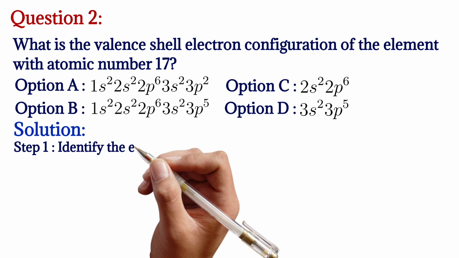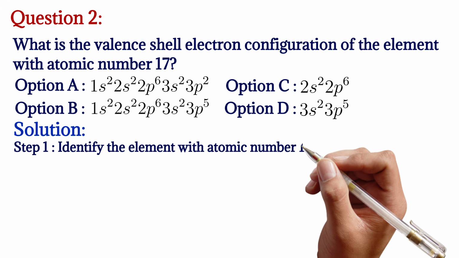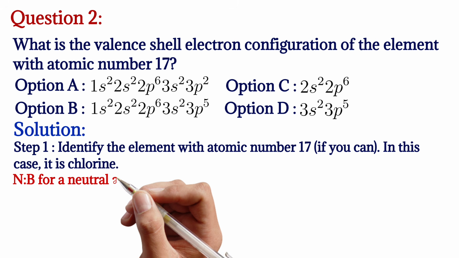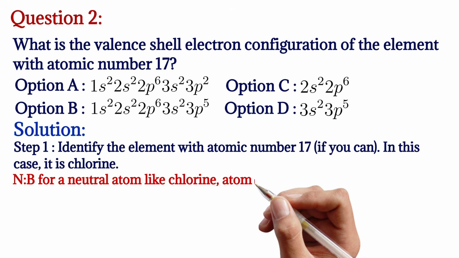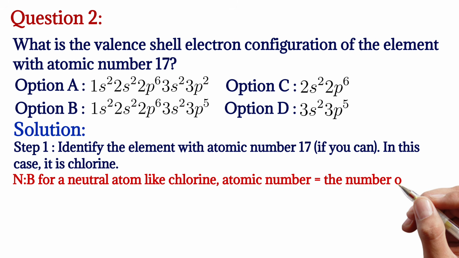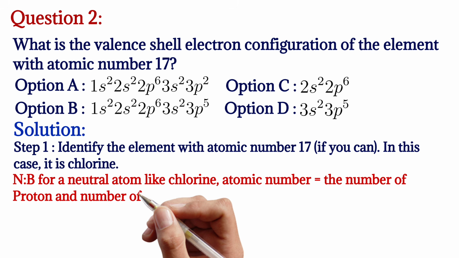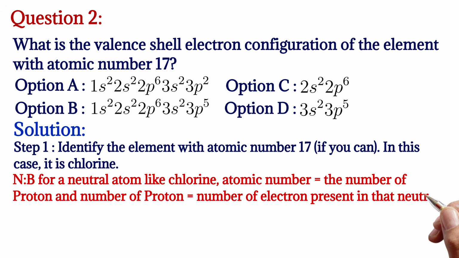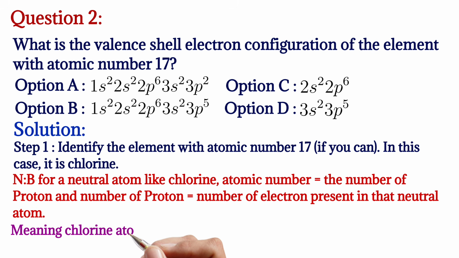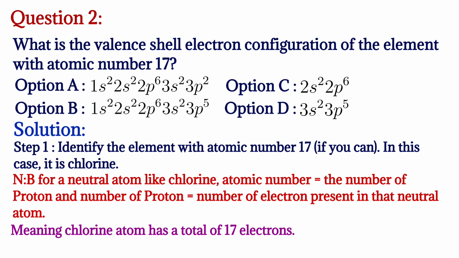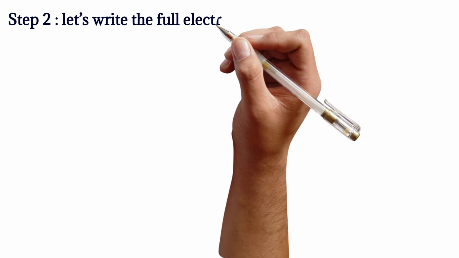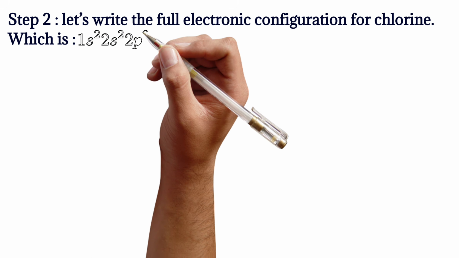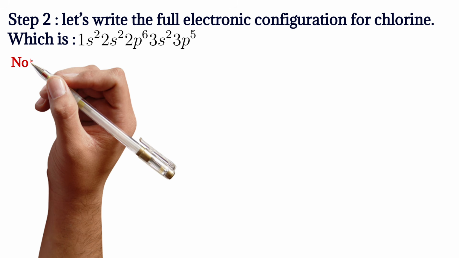Step 1. Identify the element with atomic number 17 if you can. In this case, it is chlorine. Now, this is important. Always remember that for a neutral atom like chlorine, atomic number is the same as the number of protons, and number of protons is also the same as number of electrons present in that neutral atom. Meaning chlorine atom has a total of 17 electrons. Step 2. Let's write the full electronic configuration for chlorine, which is 1s2, 2s2, 2p6, 3s2, 3p5.